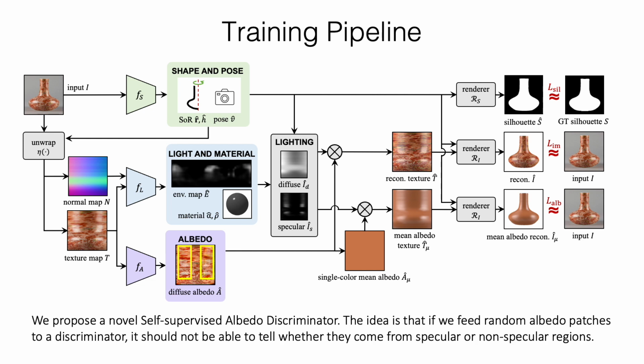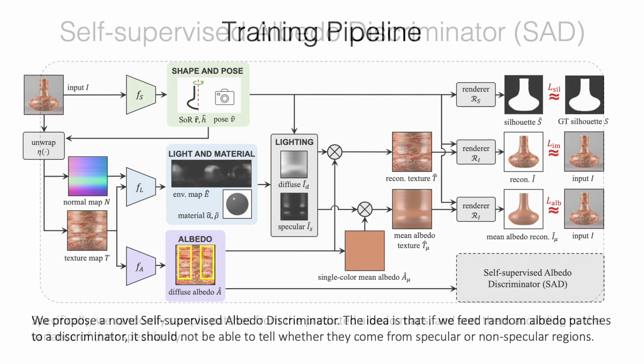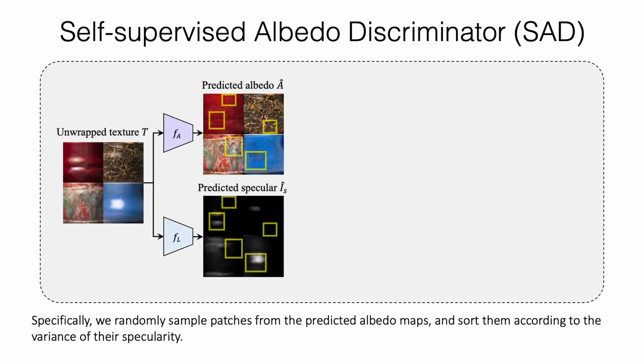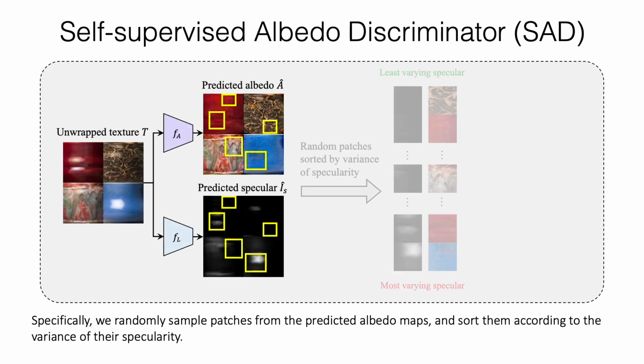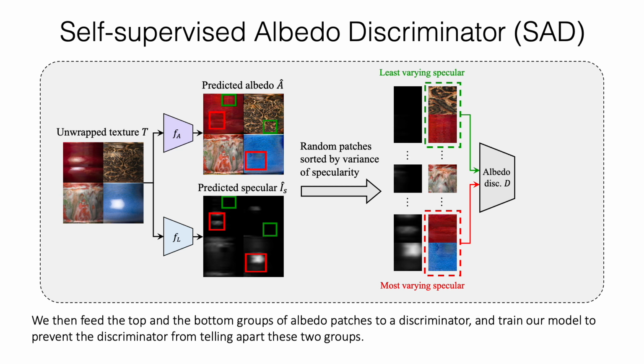We therefore propose a novel self-supervised albedo discriminator. The idea is that if we feed random albedo patches to a discriminator, it should not be able to tell whether they come from a specular or non-specular region. Specifically, we randomly sample patches from the predicted albedo and sort them according to the variance of their specularity. We then feed the top and the bottom groups of albedo patches to a discriminator and train our model to prevent the discriminator from telling apart these two groups. Note that our SAD does not require any real albedo images for training, hence the name Self-supervised albedo discriminator.